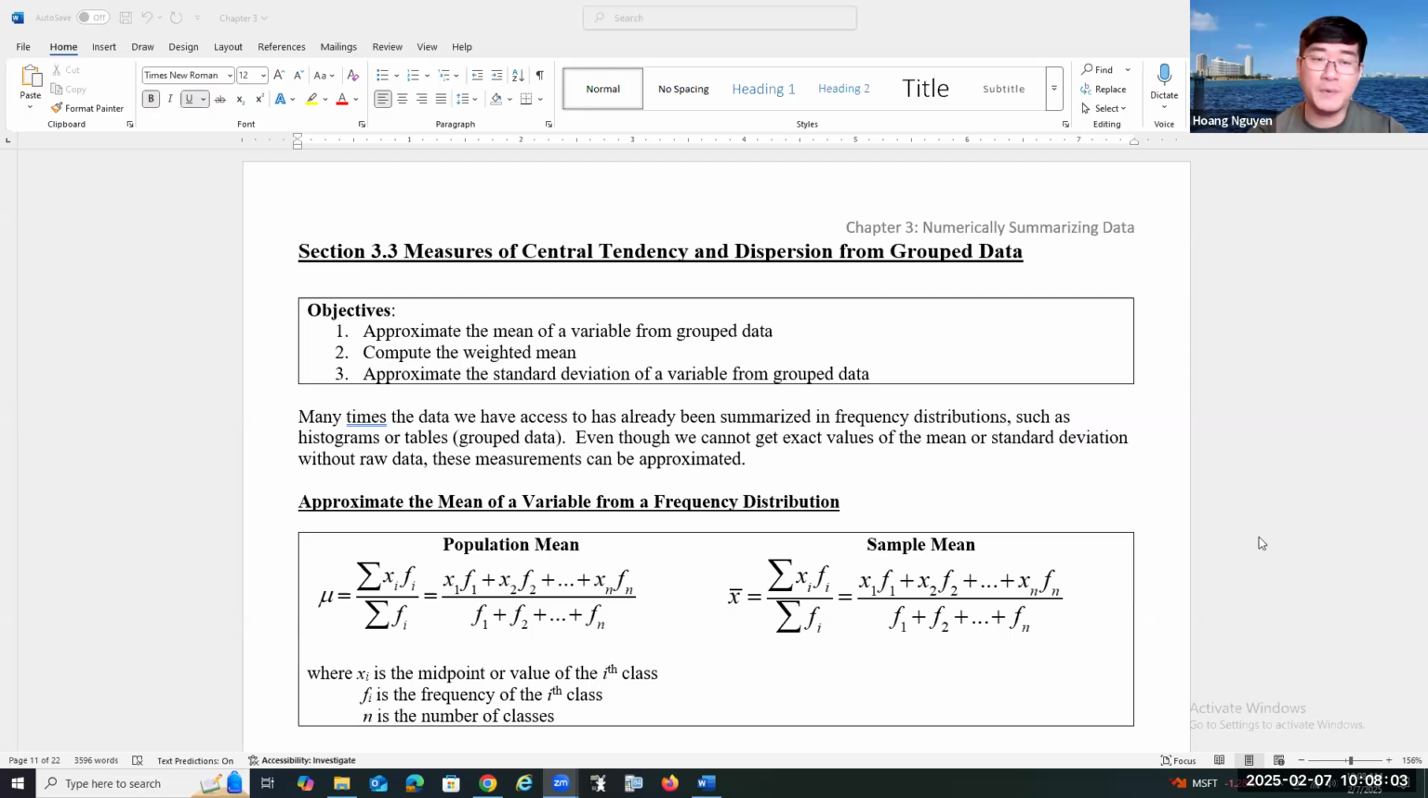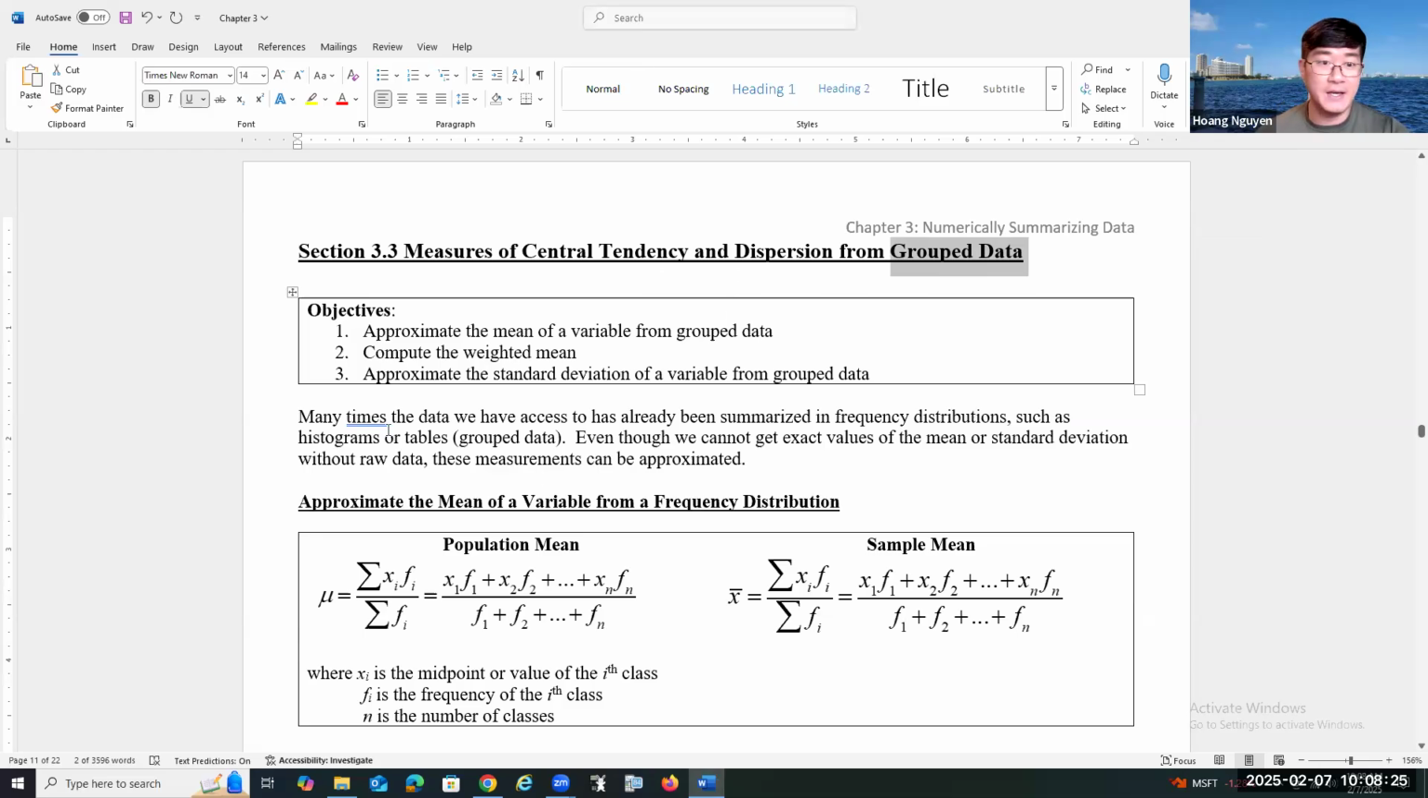So in this recording, we're going to take a look at section 3.3, which is the measures of central tendency and then the measures of dispersion. But now we're going to focus on grouped data. So we're going to focus on how to calculate the mean and how to calculate the standard deviation or variance when we have grouped data.